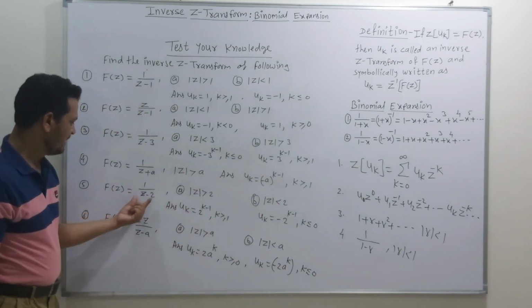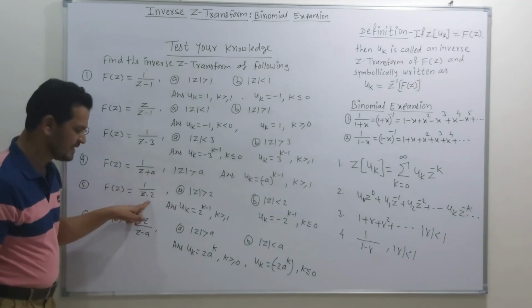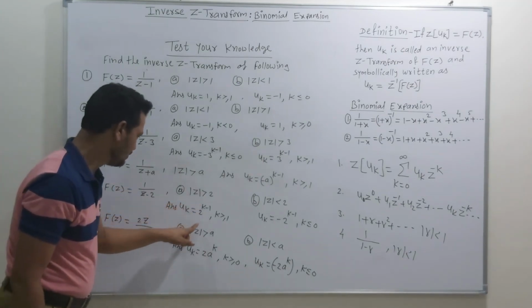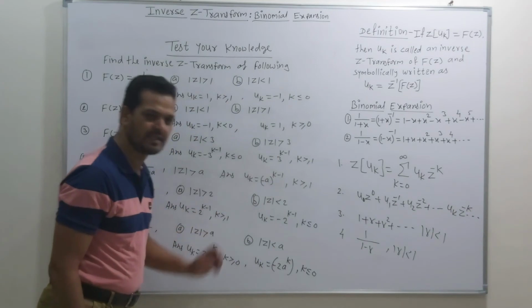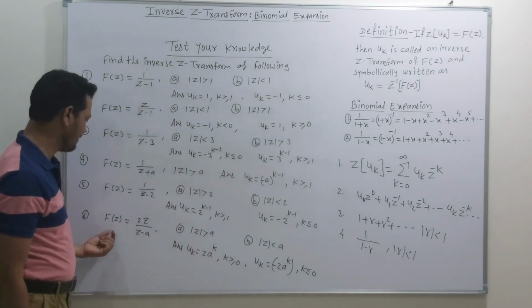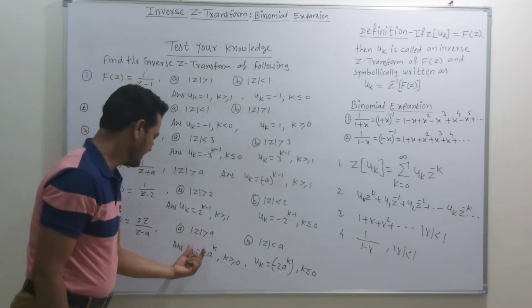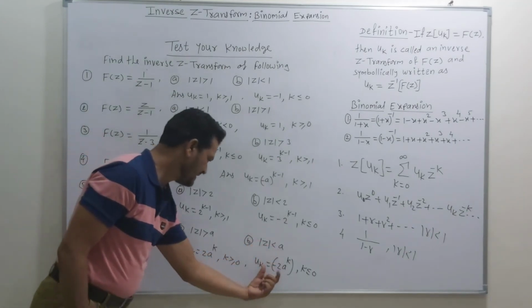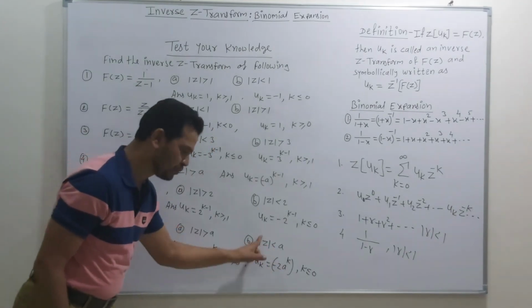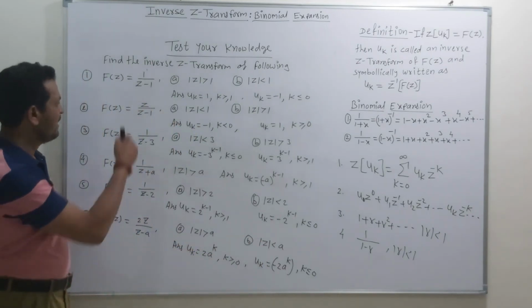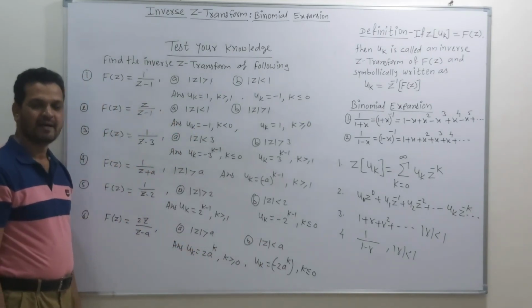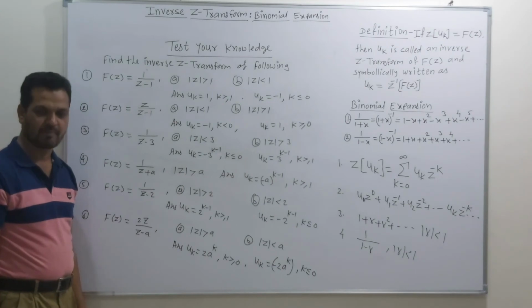Now fifth example, f of z is equal to 1 upon z minus 2, mod of z greater than 2, this is the answer, mod of z less than 2, this is the answer. Now sixth question is f of z is equal to 2z upon z minus a, mod of z greater than a, answer, mod of z less than a, and this is the answer related to this second condition. So friends, try to solve all these 6 examples for your practice purpose.